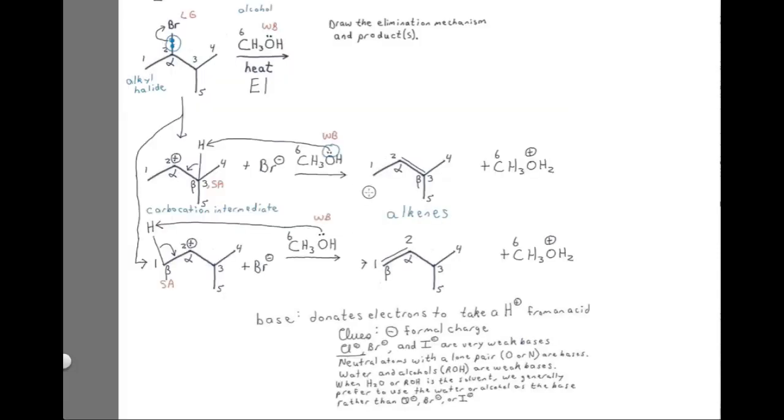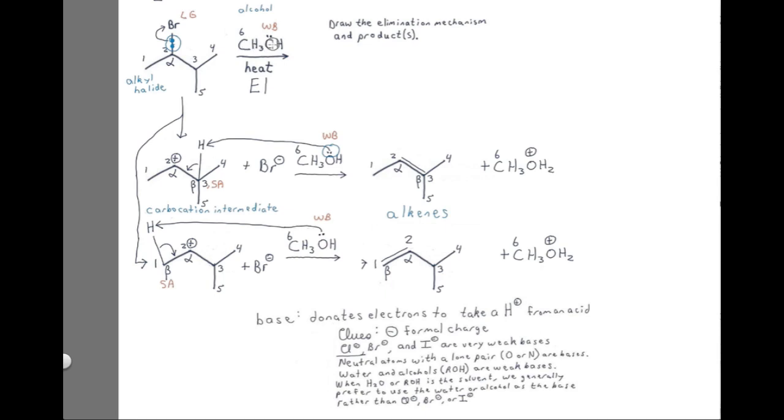Here's another point. Notice that in the second step, we used the alcohol as the base rather than using the bromine, even though the bromine was negative, which you might think would make it want to donate electrons as a base. Well, we talked about this issue in the previous video. It turns out that Cl-, Br-, and I- are very weak bases. And therefore, when water or alcohol is the solvent, it's generally better to use the water or alcohol as the base rather than Cl-, Br-, or I-.